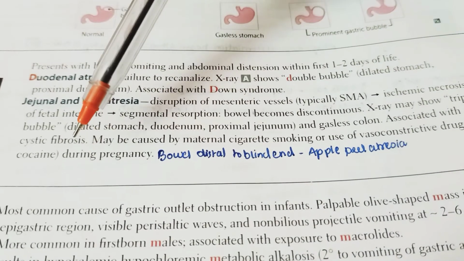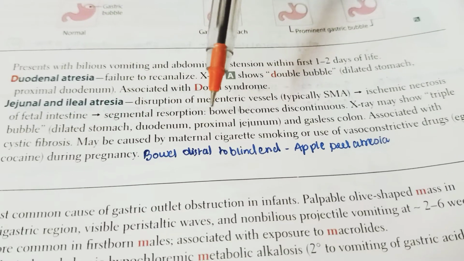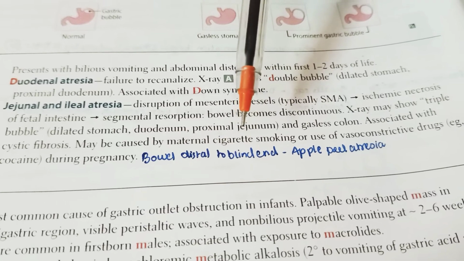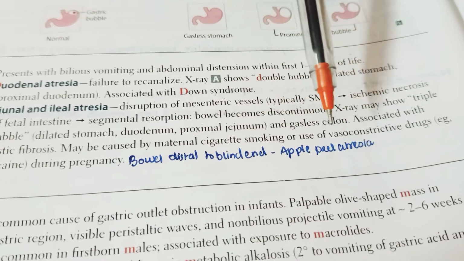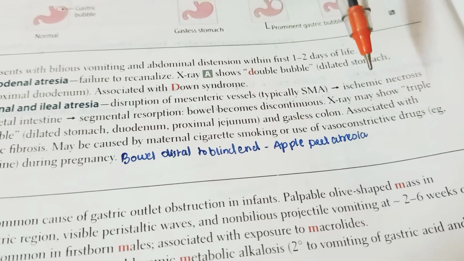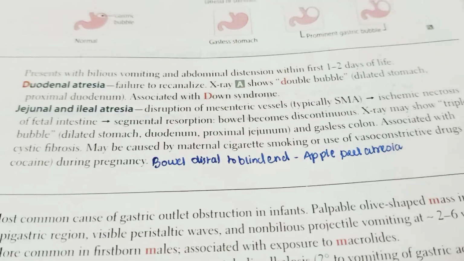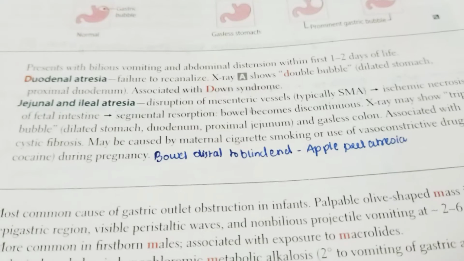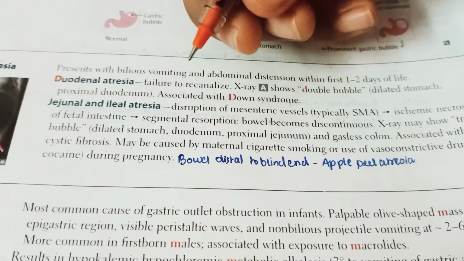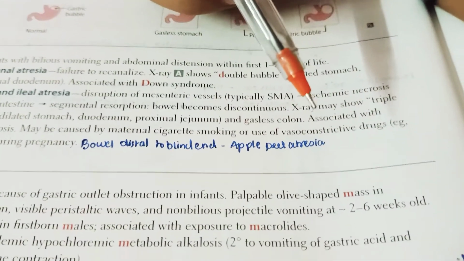This is also associated with cystic fibrosis, and is caused mainly by maternal factors such as cigarette smoking, and it is also linked to vasoconstrictive drugs like cocaine used during pregnancy. The bowel distal to the blind end will undergo apple peel atresia.